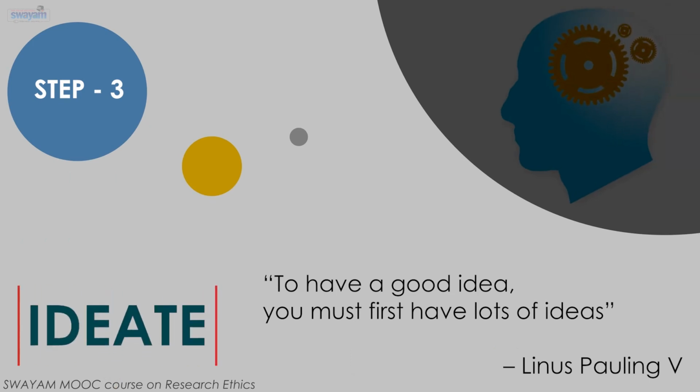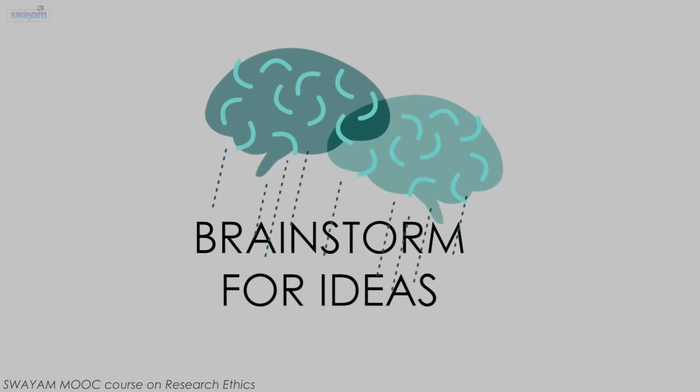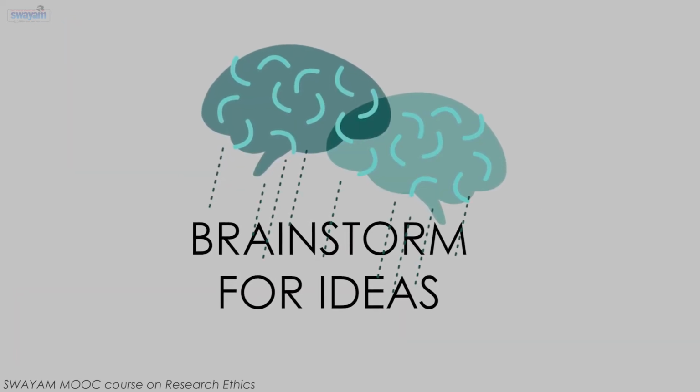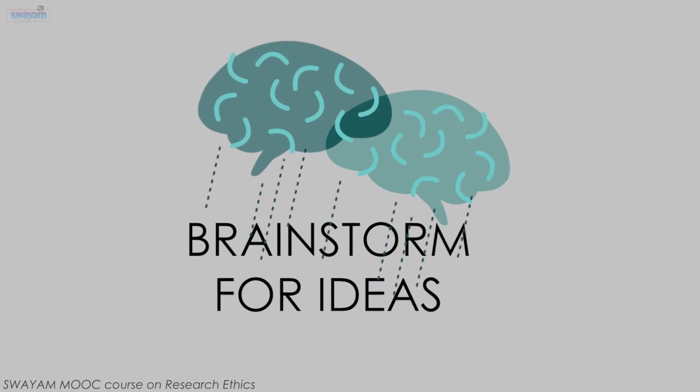Now that the problem has been defined, we need to look for solutions by ideation. The third step of design thinking is to ideate on the defined user need. Linus Pauling said, to have a good idea, you must first have lots of ideas. So we need to brainstorm and list lots of ideas.